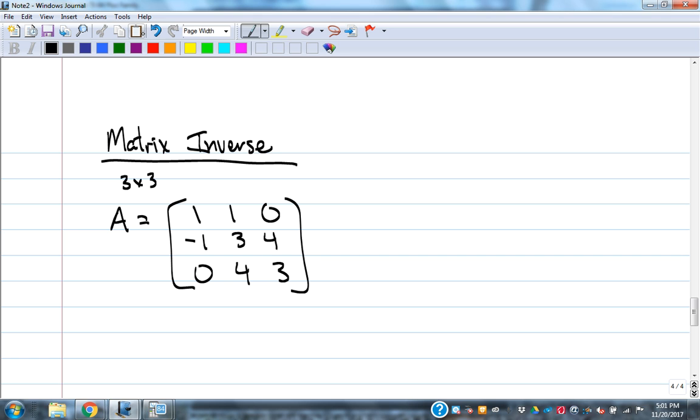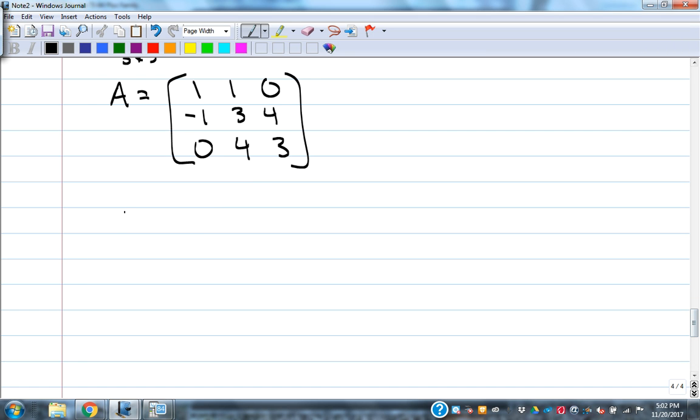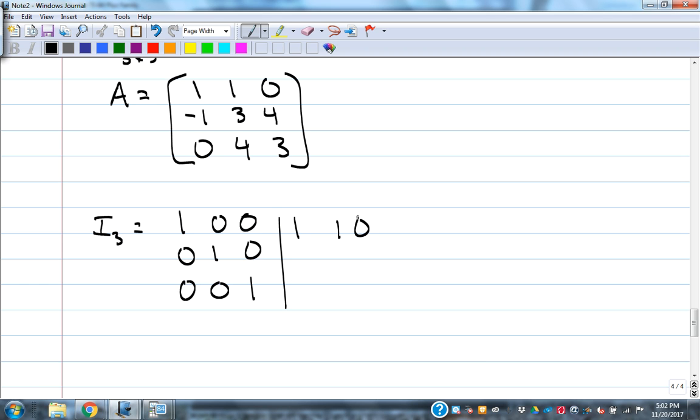Okay, now the manual way to find the inverse is to take the identity matrix that goes along with that. What identity matrix matches up with matrix A? I3, right? 1, 0, 0, 0, 1, 0, 0, 0, 1. And then you put the actual matrix A: 1, 1, 0, negative 1, 3, 4, and then 0, 4, 3. And what you end up having to do here is do row operations.